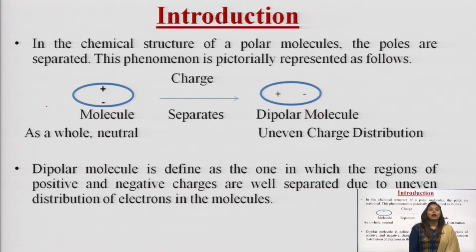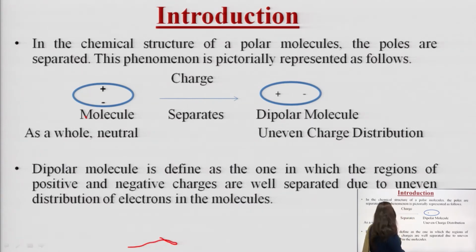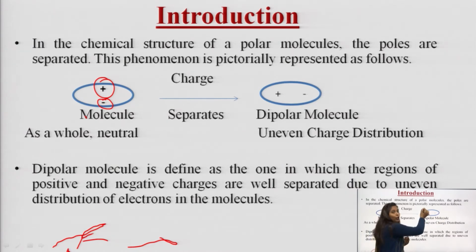Here one diagram is already shown which contains some charges. A molecule is there and a dipole molecule is there. A molecule as a whole is a neutral molecule. You can say it has a positive and a negative charge. Now, here the charge is separated in the form of a dipolar molecule. Positive charge is on one side and the negative charge is on the other side.